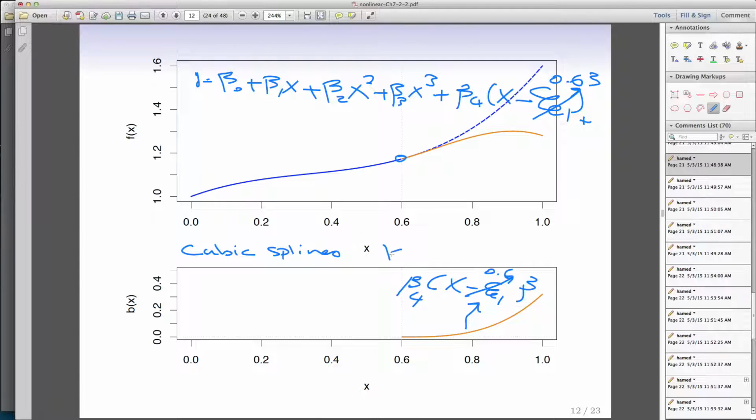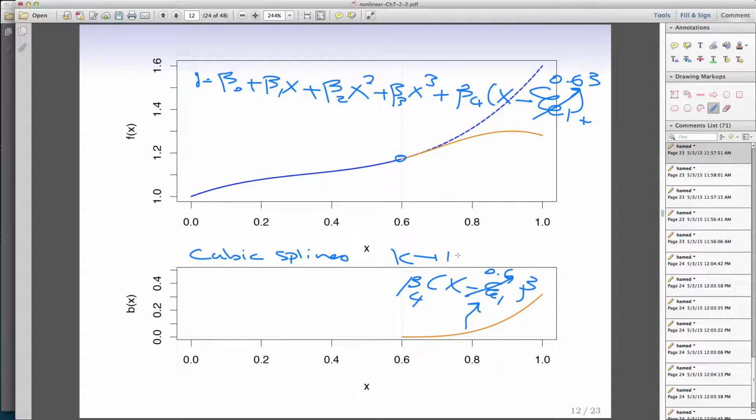If you have k knots, since you always have these 4 parameters to be estimated, beta 0, beta 1, beta 2, and beta 3, and you will have k basis functions in terms of knots, the degrees of freedom, or in other words, the number of parameters needed to be estimated, would be k plus 4. So in cubic splines, you need to estimate k plus 4 parameters, beta 0, beta 1, beta 2, beta 3, up to beta k plus 3.